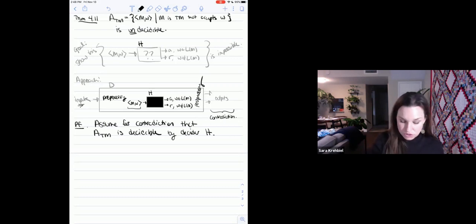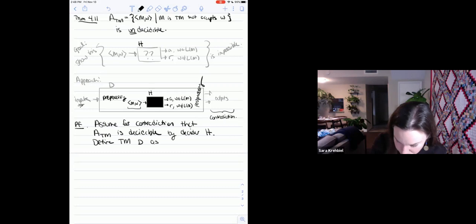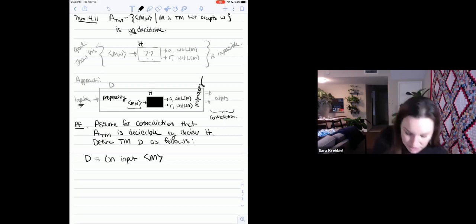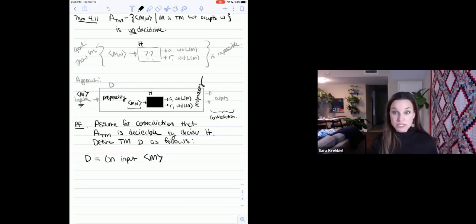So I'm going to build a D that fits this picture by just providing some pseudocode. So I'm going to say D on input M. So now my input for this D is just going to be some machine. M is a Turing machine. I don't have to know for sure that it's a decider. I just know that it's a machine.